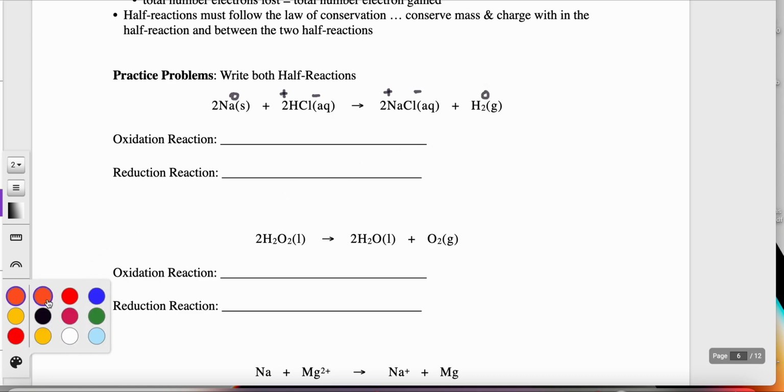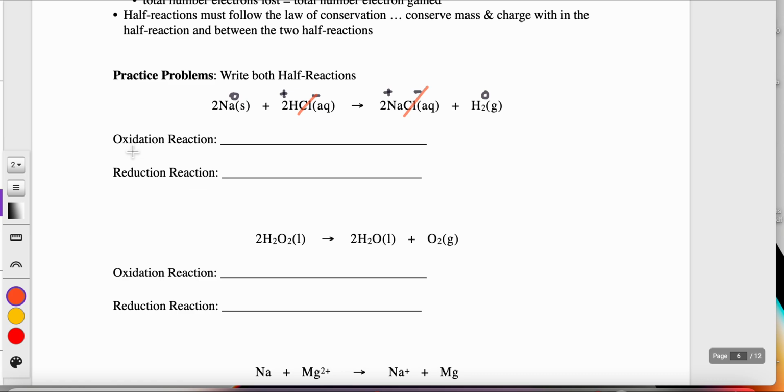Next step in this is eliminate spectators. Spectators do not show up in the half reactions. So find anything whose oxidation state on the left is the same on the right. So that would be the Cls.